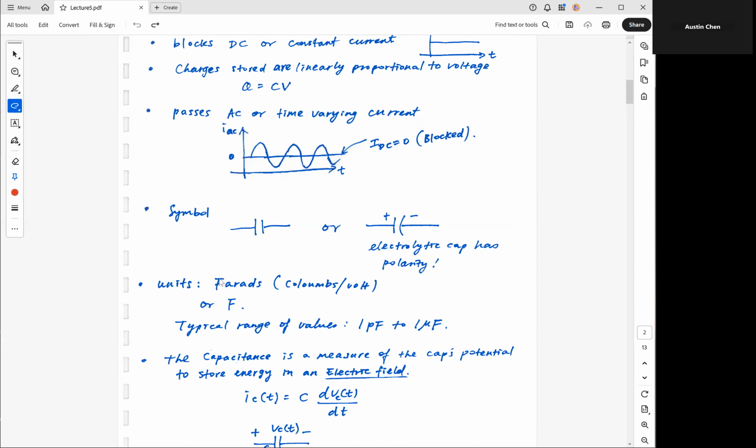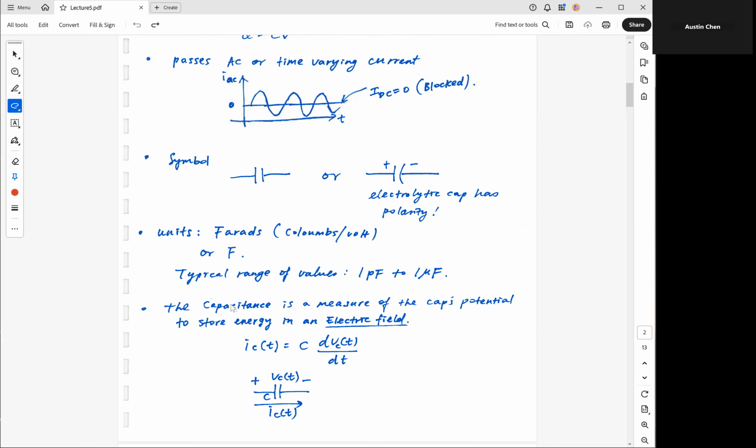The unit associated with a capacitor is farad. And this is also equal to coulombs per volt. Or simply we just use F to denote the unit of a capacitor. The typical range of value goes from 1 picofarad to 1 microfarad. The larger the value, the larger the physical size of your capacitor. The capacitance is also a measure of the capacitor's potential to store energy in an electric field.